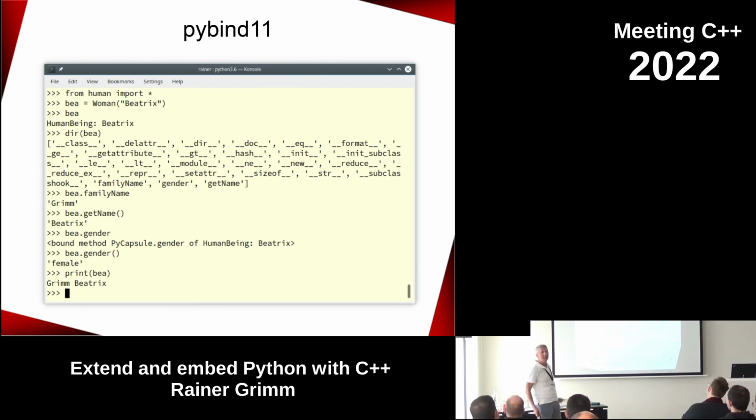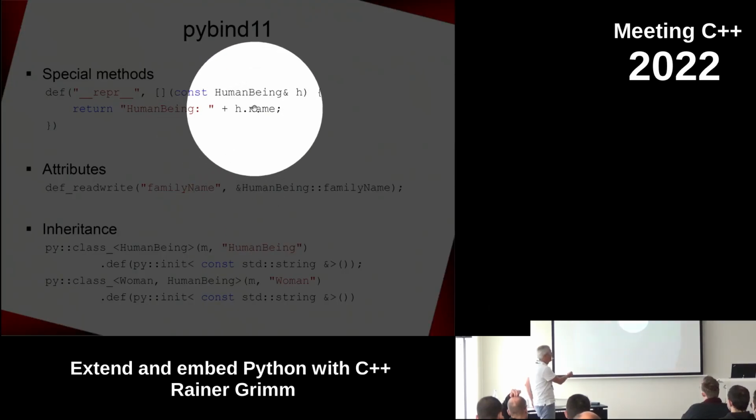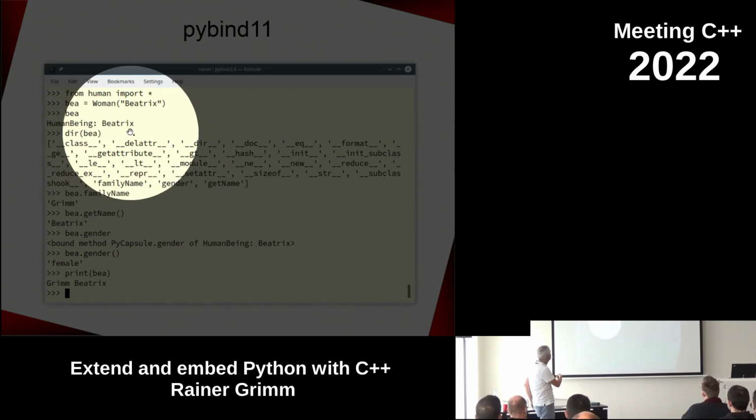When I display it in the REPL, dunder wrapper is called, which I mentioned before. And dunder wrapper, what does it do? Human being age.name. And this is exactly what we see here. Human being age.name.